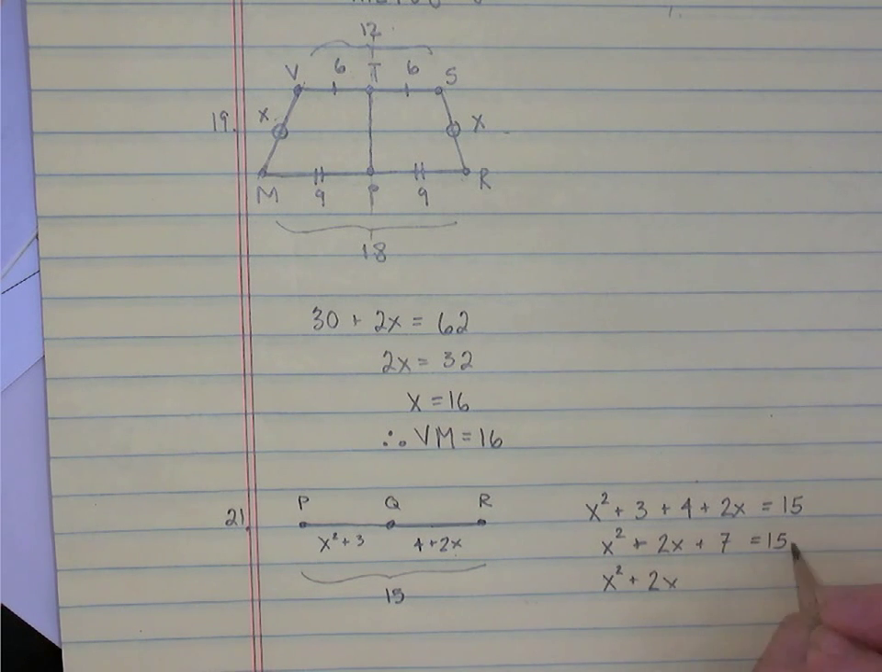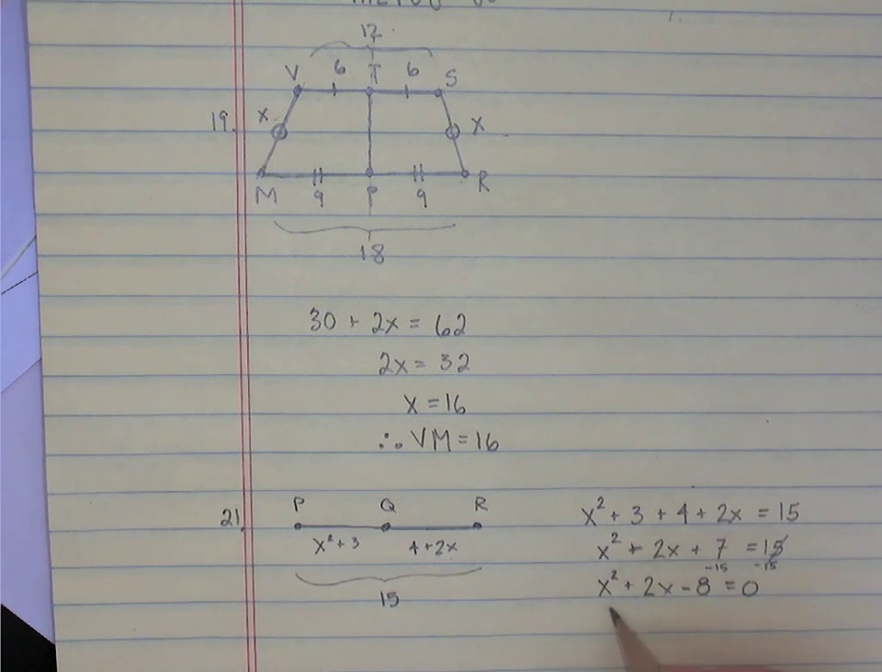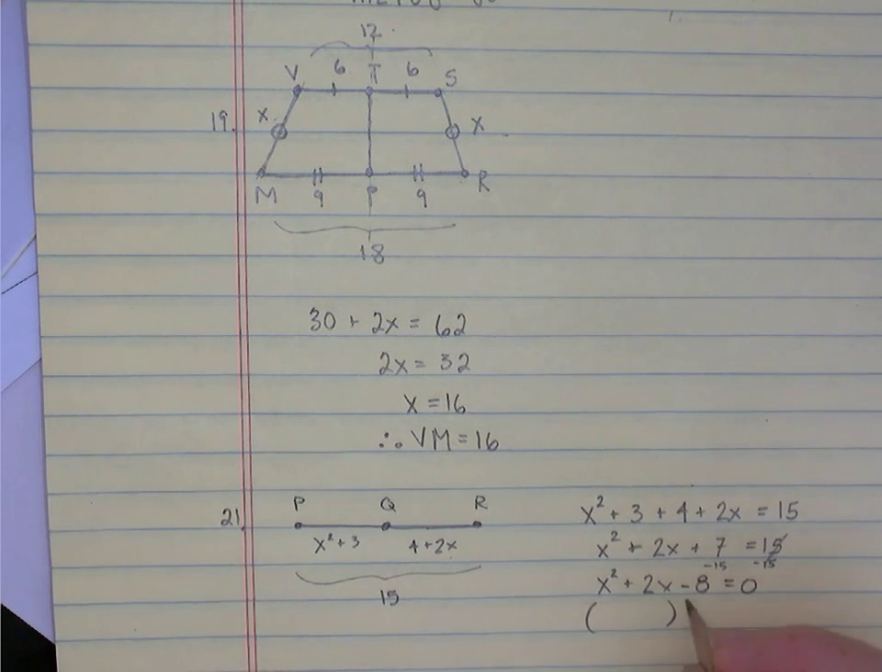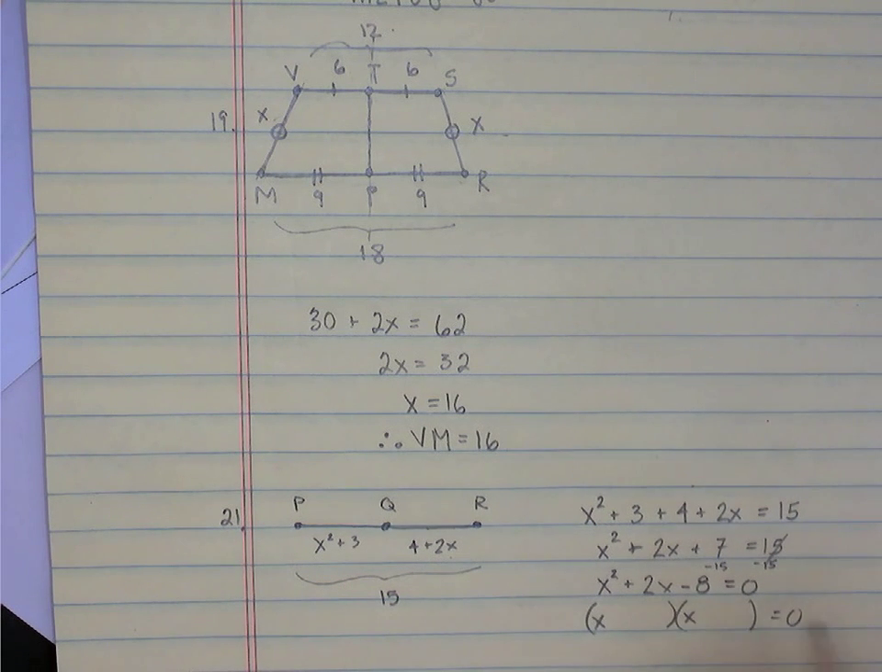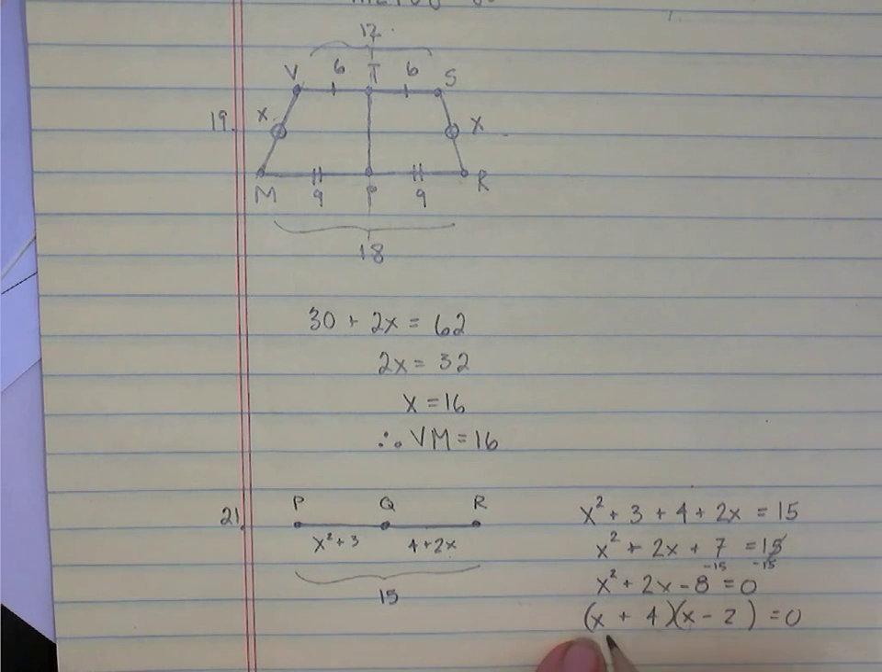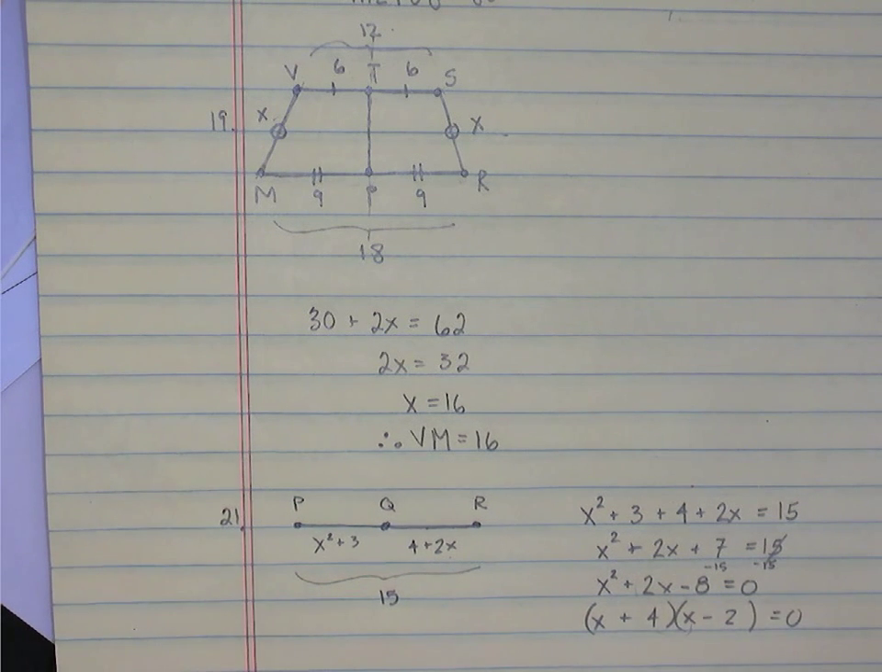I need to subtract 15 from both sides, which is going to give me x squared plus 2x minus 8 is 0. There is nothing I can factor out of each term, so I'm going to factor this into two binomials. I'm looking for two numbers which, when multiplied together, will give us a negative 8. I'm going to try positive 4 and minus 2, because when I FOIL this out, 4x minus 2x, in fact, does give us 2x.